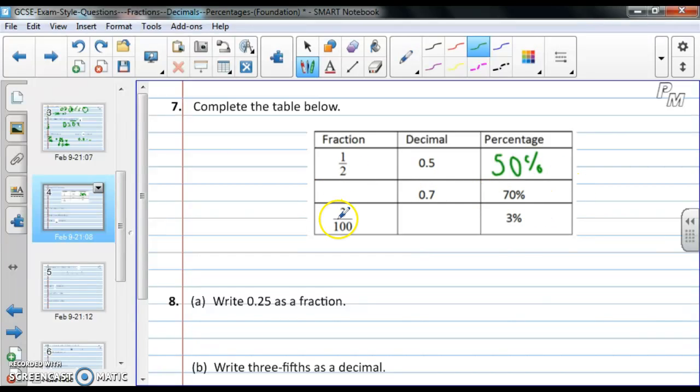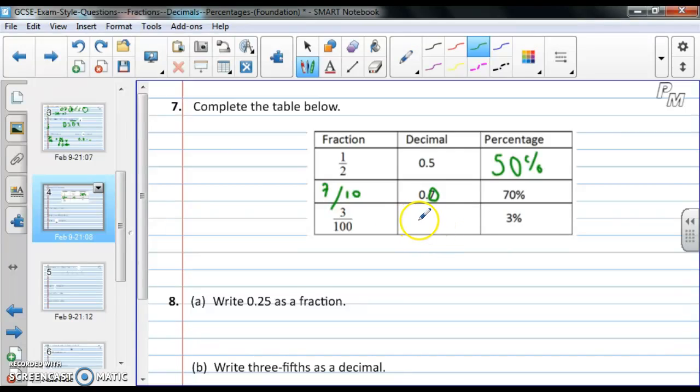There we go. Alright, so for this one, I've got 70%. Now if I look at this right here, I've got a 7 in my tenths place value. So that means that I've got a numerator of 7, and my denominator is going to be 10.